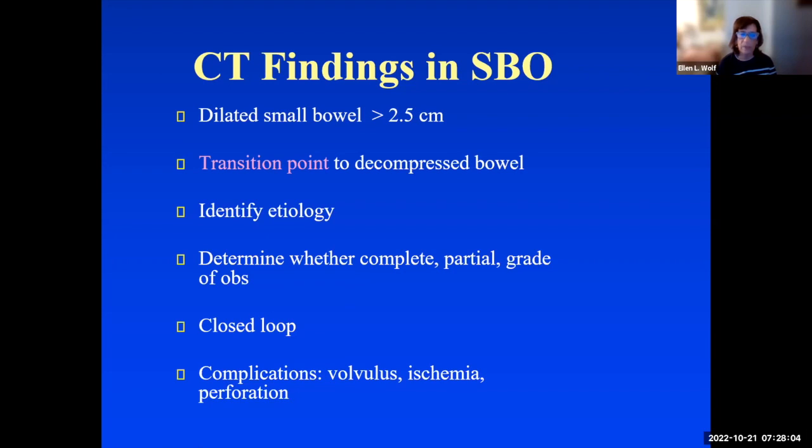We always want to determine, if we see small bowel obstruction, whether it's closed loop obstruction, because there's a higher incidence of complications with ischemia with closed loop obstruction. On CT, we're always looking for evidence of volvulus, ischemia and perforation as well.